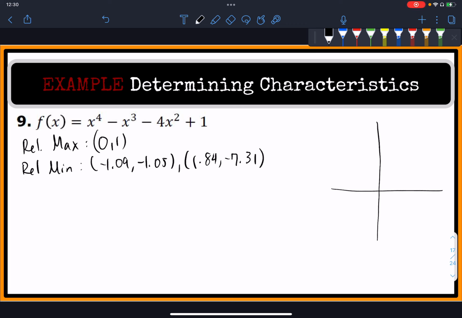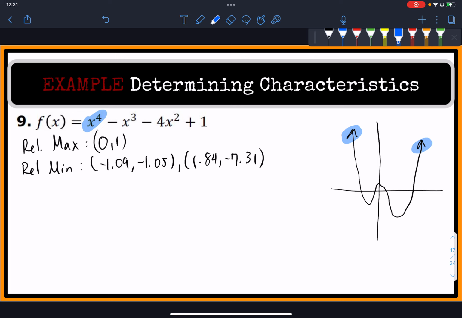And the behavior of the graph, again: the left end is pointing upward, so it goes down, it goes up, it goes down, and then back up like this. As you can clearly see, the ends are pointing upwards, and that correlates to the power function of x to the fourth, where the two ends are pointing upwards.